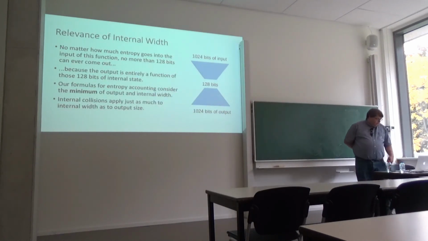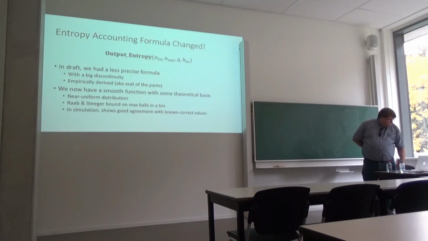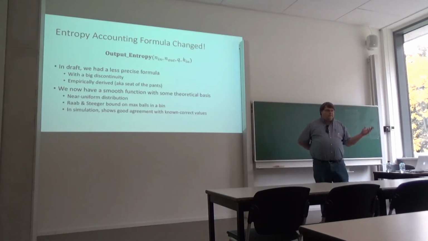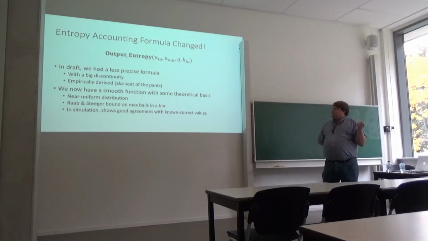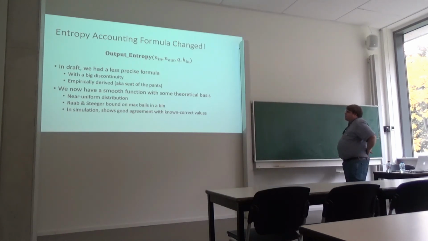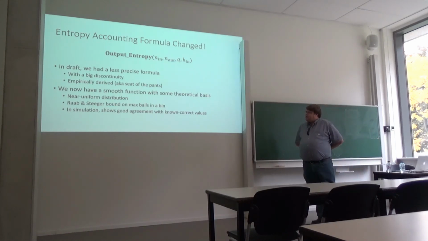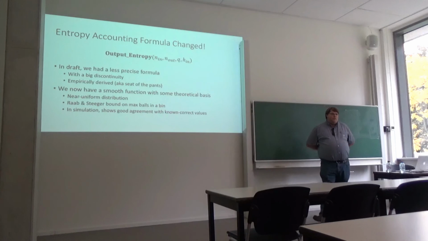So, again, I just covered that slide. We made a big change for those of you who came to the conference last year. We made a big change in 90B. We had an entropy accounting formula that was conservative, but it was very imprecise and a big discontinuity, and it was very seat of the pants. We just derived it empirically.